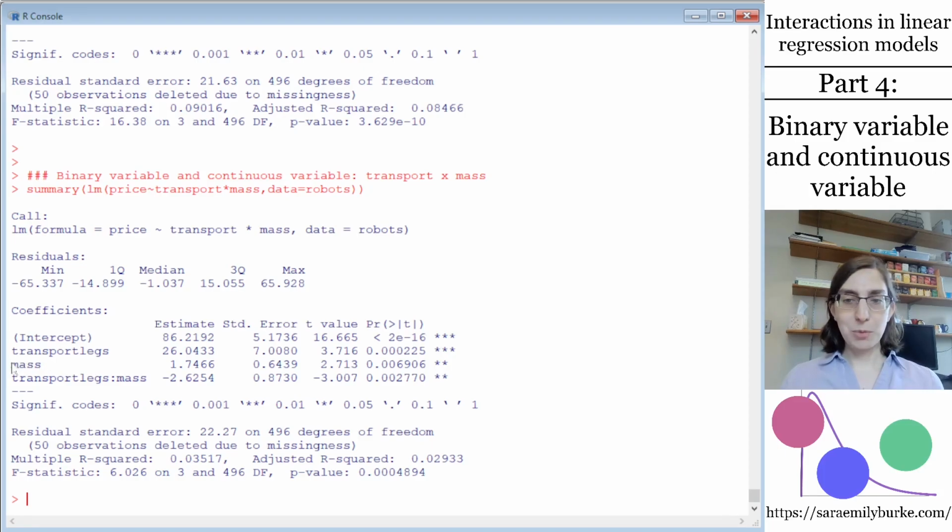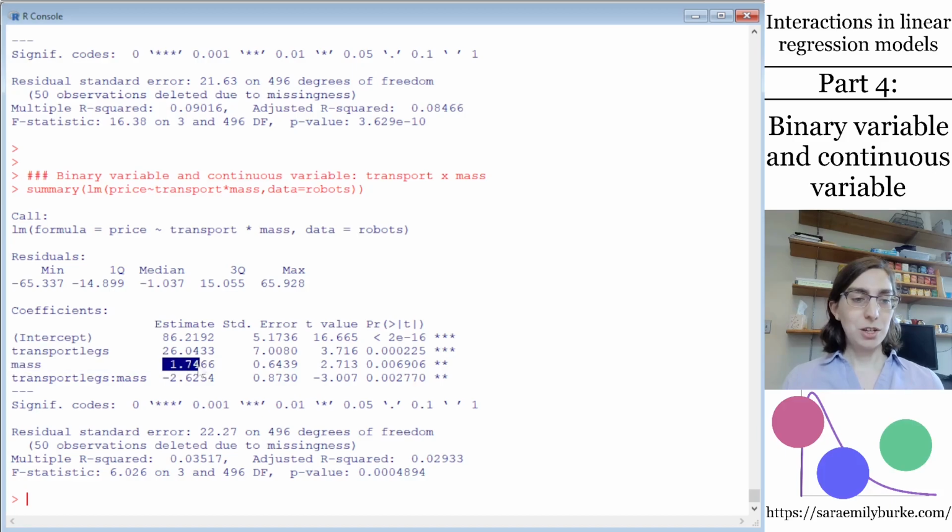So let's imagine that we wanted to estimate the linear association between mass and price in the robots with wheels and the robots with legs separately. What we have here, 1.75, is the slope between mass and price for the robots with wheels, because wheels is the reference category for the transport variable. The robots that have wheels have a value of 0 for this indicator variable, and 0 for the interaction term, because anything times 0 is 0. And so the term for mass becomes interpretable specifically at that point where the robots have wheels.